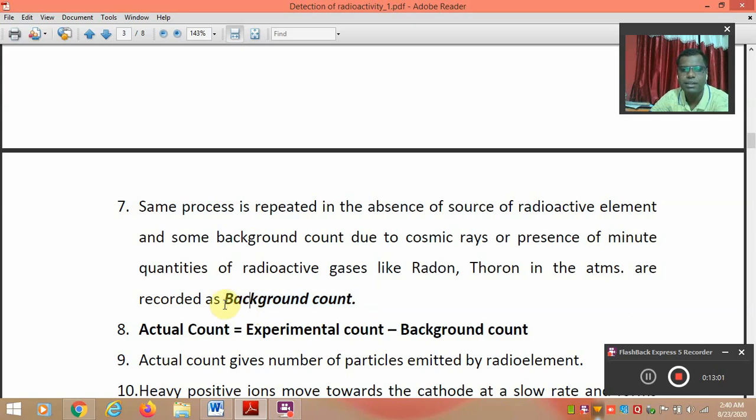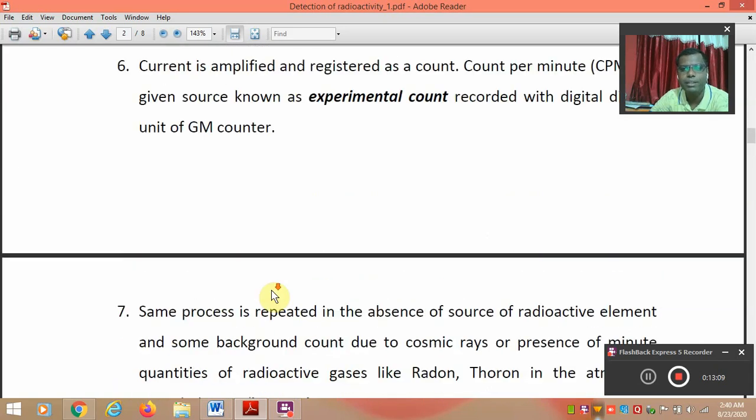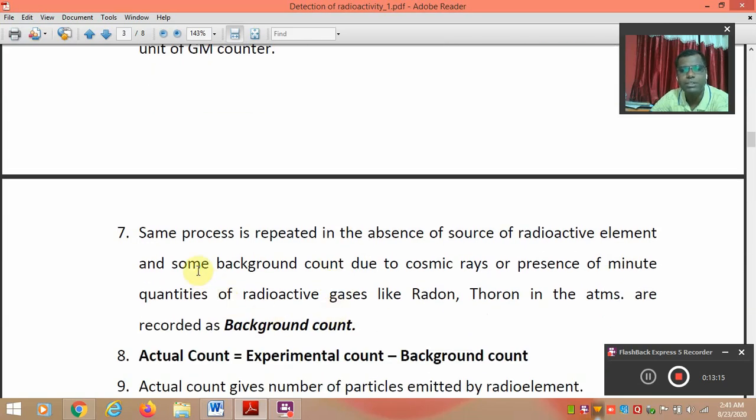In the same way, whenever we record the count per minute in the presence of a radioactive element, that count is called the experimental count. And whenever the count per minute is recorded in the absence of the radioactive element or source, it is called the background count. It may or may not have some value, but that depends upon the conditions.